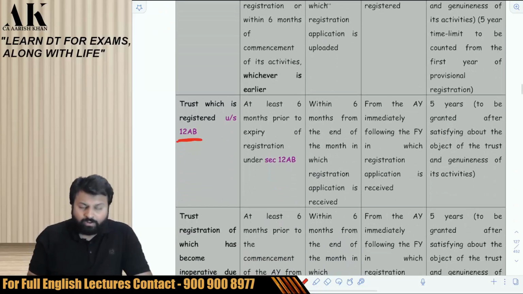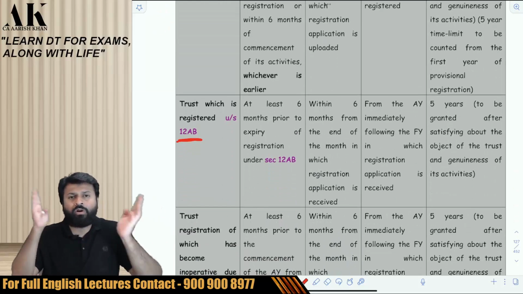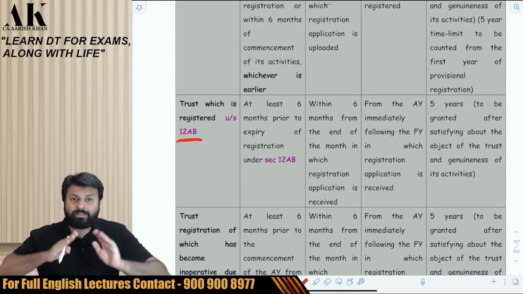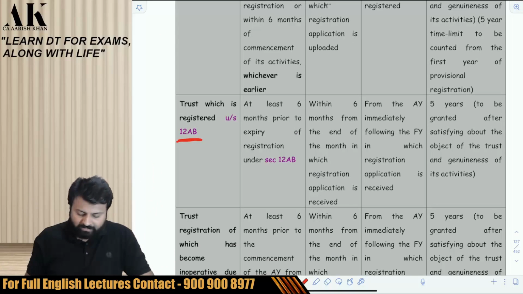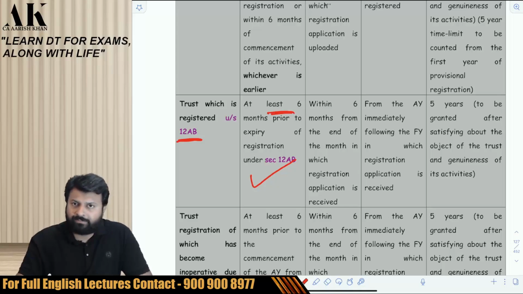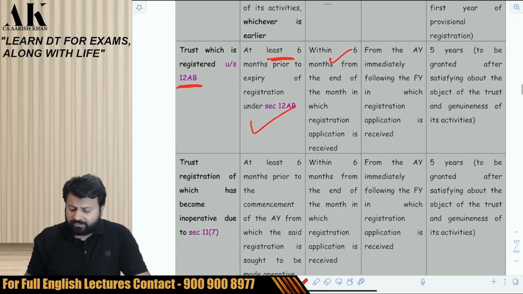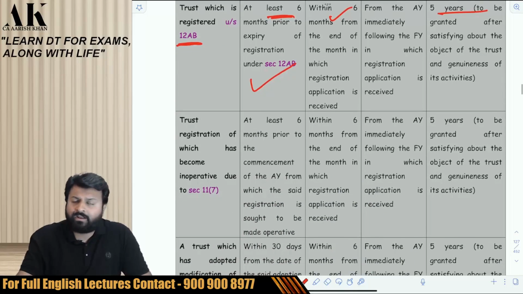Next, a trust which is already registered under 12AB, as I have told you, all of them who are going to be registered under 12AB, in the new section also, after 5 years, they have to make a fresh application. Again, they have to make an application 6 months prior to the expiry. Suppose it is expiring on 31st March 2028, so you have to make an application 6 months prior to that. Then the department will give you registration within 6 months, and then you will be given 5 years extra registration.